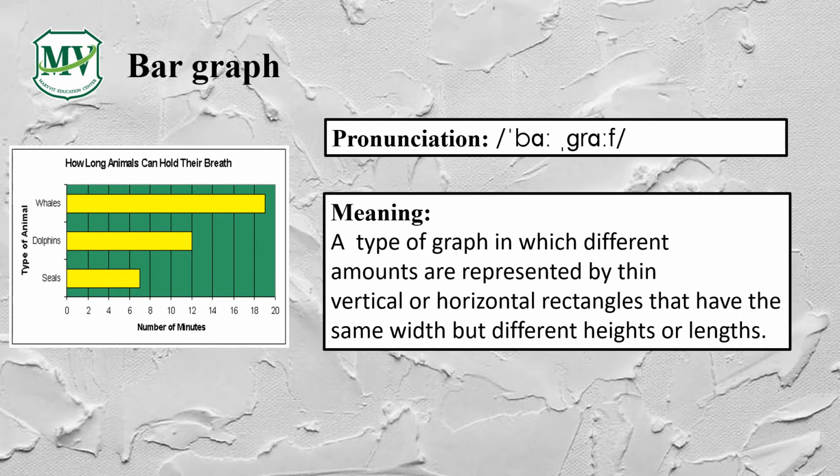Please repeat the word after me. Bar graph. A bar graph is a type of graph in which different amounts are represented by thin vertical or horizontal rectangles that have the same width but different heights or lengths.